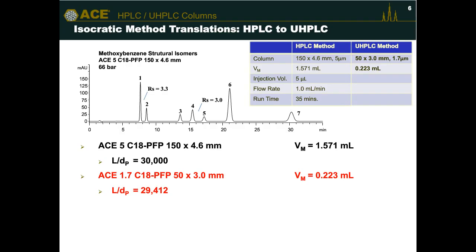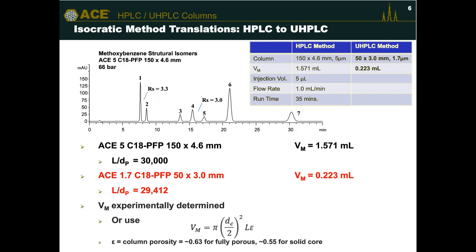And the column volume is much smaller, so 0.223 mL. So you can see this building up in the table at the top of the screen. As I mentioned, the column volume is best to be experimentally determined, but you can use this equation at the bottom to estimate the column volume if you don't work it out yourself.